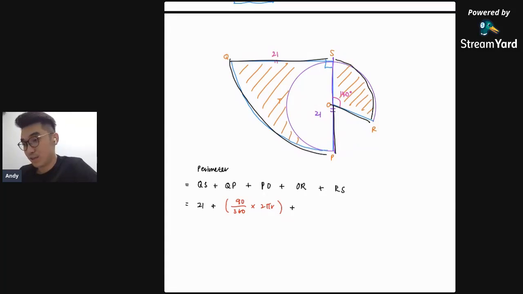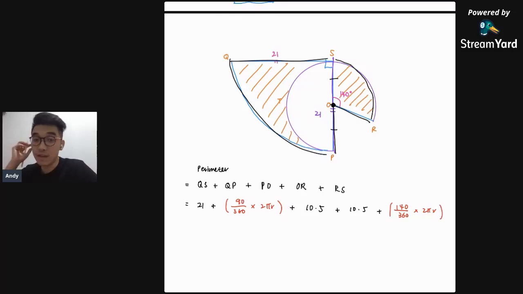So let's just say this PO. PO is maybe half of 21, isn't it? It should be half of 21 because this is the center. So if the entire thing is 21, the radius split into half will be 10.5, plus OR. If it's a radius, it should be 10.5 as well, plus R to S. This one we have to find the angle: 140 over 360 times 2 pi r.